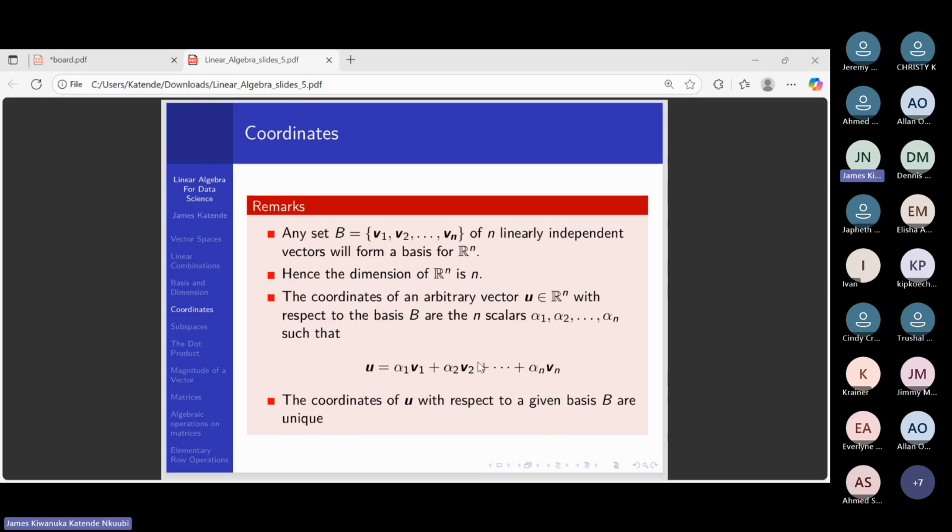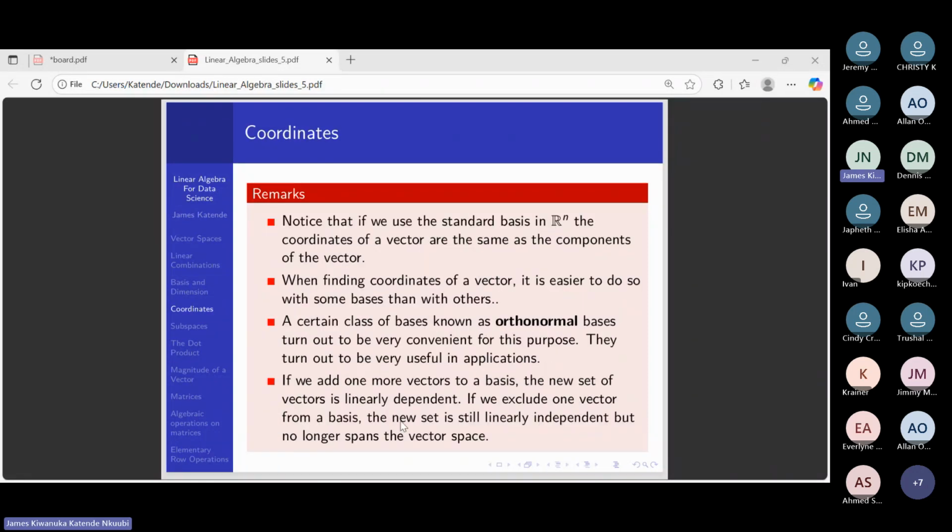The reason it will be is because any vector you pick in Rn can be written as a linear combination of this. So if you pick any other vector and add to this set, then it's no longer independent. And that's what this last remark says. Adding one or more vectors to a basis makes a linearly dependent set.